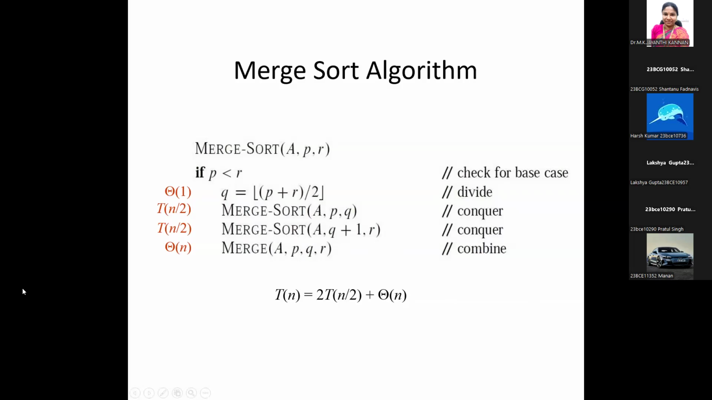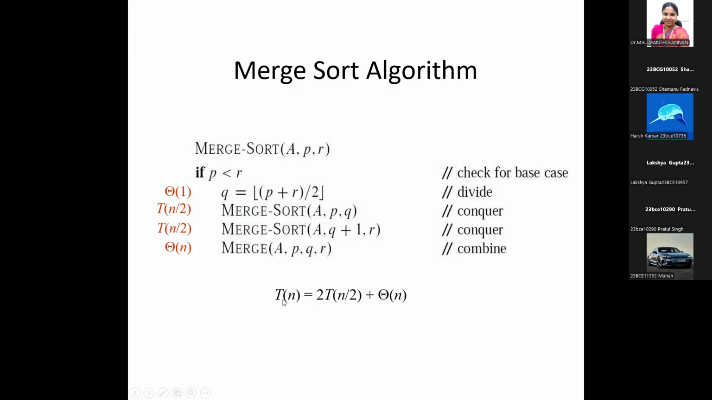Any doubt in this logic? Your merge sort algorithm is merge sort of array, p and r. P is the first index, r is the last index, and we find the midpoint q equals (p plus r) divided by 2. Each assignment process needs order of 1. For merge sort of p to q, we need T of n by 2 time, and for the second half, we need T of n by 2. Merging both needs order of n. So check for the base case, divide into two halves, conquer the first half, conquer the second half, combine the first and second halves, and you get the combined solution.